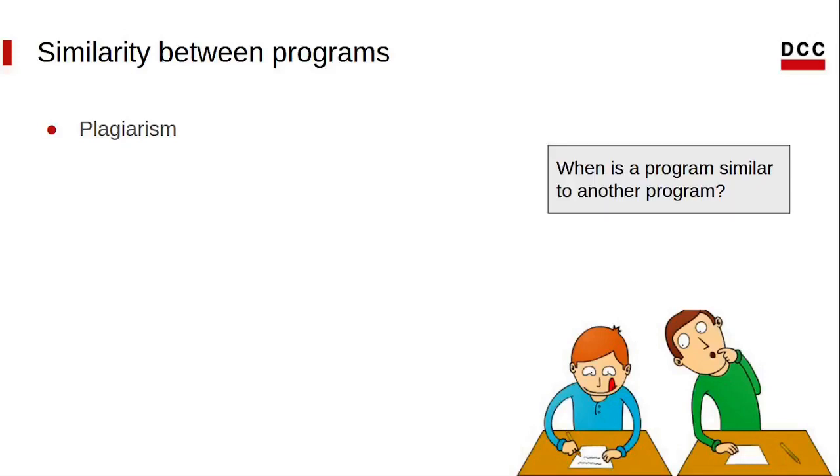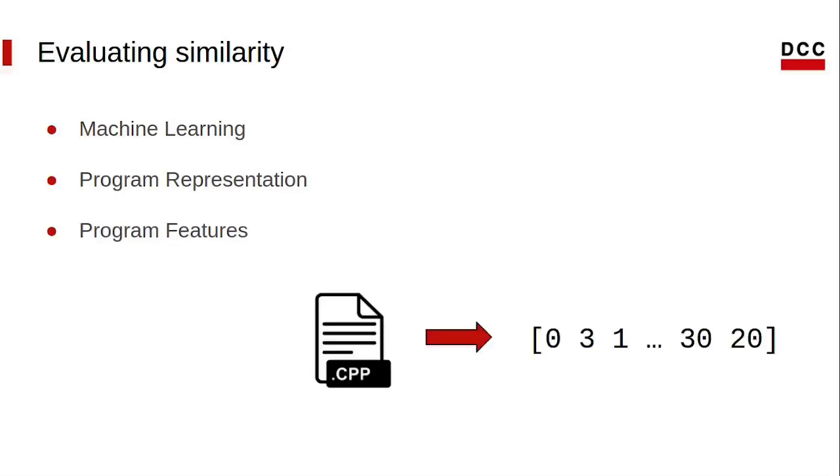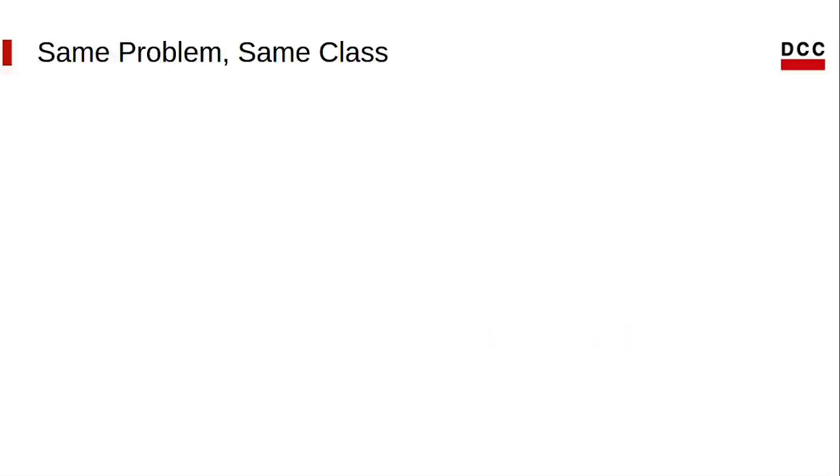But when is a program similar to another program? There are many ways to evaluate similarity, and machine learning is one of them. If you want to know if a program is similar to another one, we need to define which program representation we are going to use and what characteristics of that representation are going to be used in our analysis. We have seen the histogram representation and we shall use it in our class.